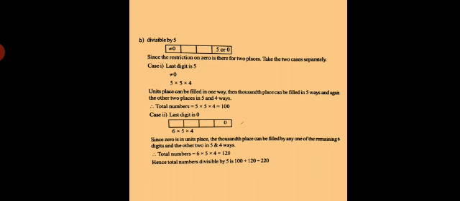So the total numbers divisible by 5 are, in case 1, last digit ended by 5, and in second case, last digit is 0. Add the two numbers here, you will get 100 plus 120, that is equal to 220.